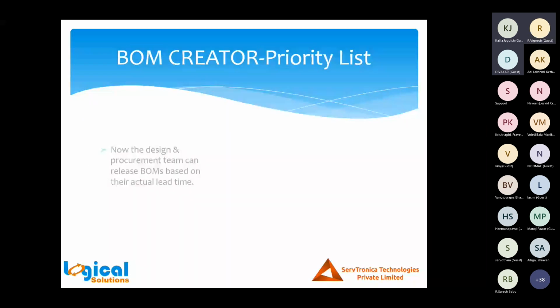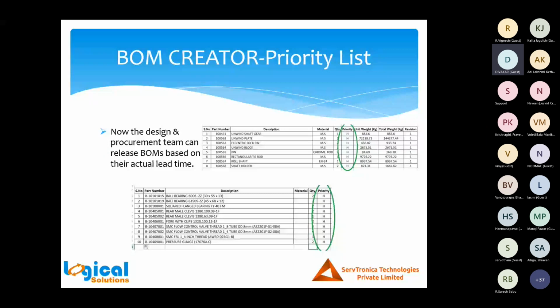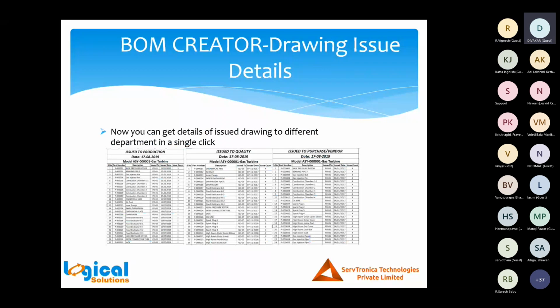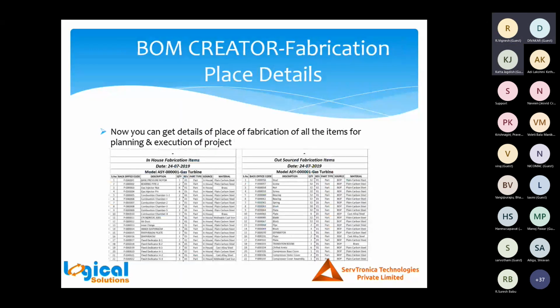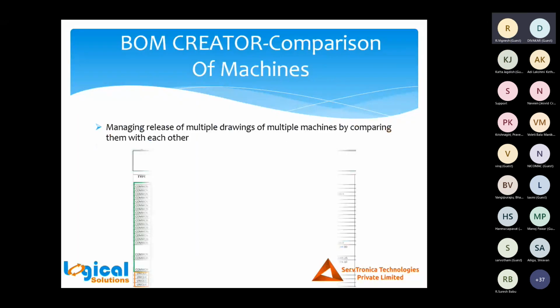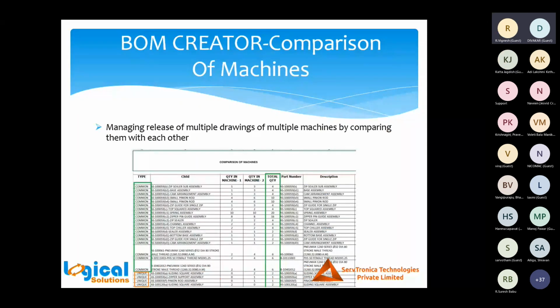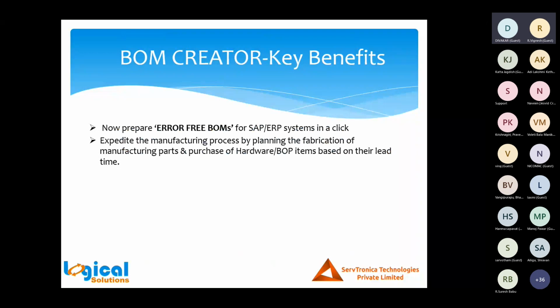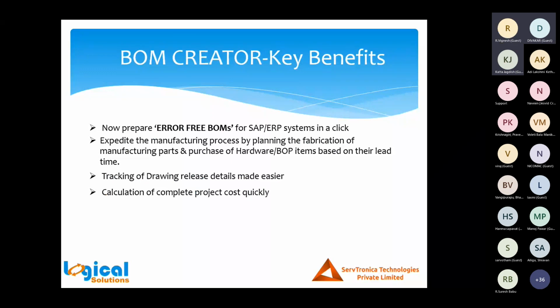You can create some reports based on the lead time as well. You can generate reports. You can keep track of release of your drawings. You can identify the items which are required to be manufactured in-house or outsourced. Costing can be done. With comparison, you can identify and reduce the raw material scrap. So you can prepare error-free BOM to SAP ERP system. You can expedite your manufacturing process. You can track your drawings. You can calculate your project cost more easily now. You can manage your multiple projects efficiently.